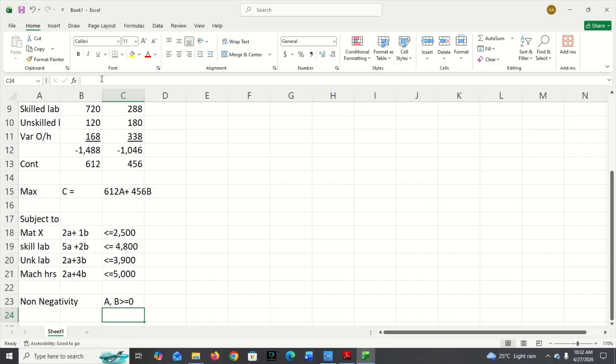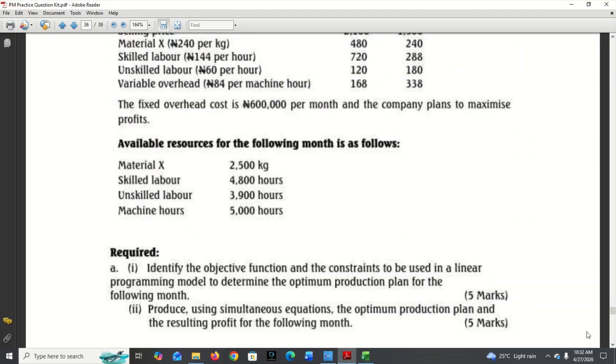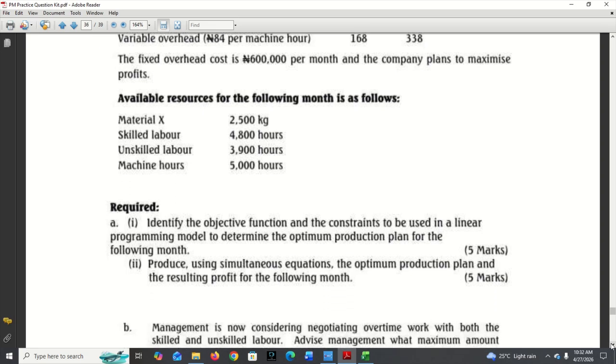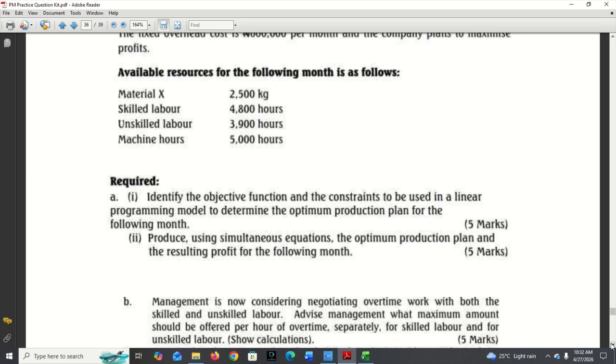The first part is done. The second part is now the simultaneous equation. Let's check the question. It asks us to produce the optimum production plan and resulting profit for the month. To do that, we have to first identify the binding constraints, which is what we are going to solve with the simultaneous equation. But in this question, it's not so difficult. Look at it. It says management is considering negotiating overtime work with both skilled and unskilled labor. That means that's the constraint, that's the challenge they have.